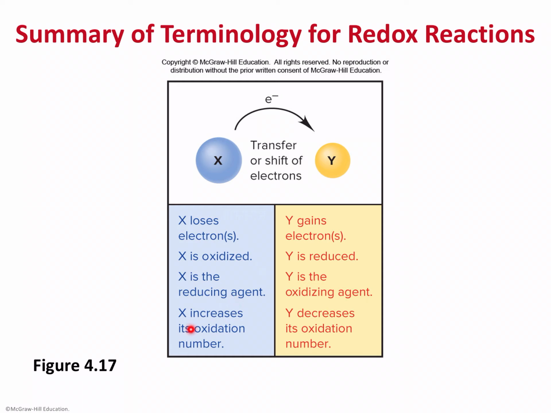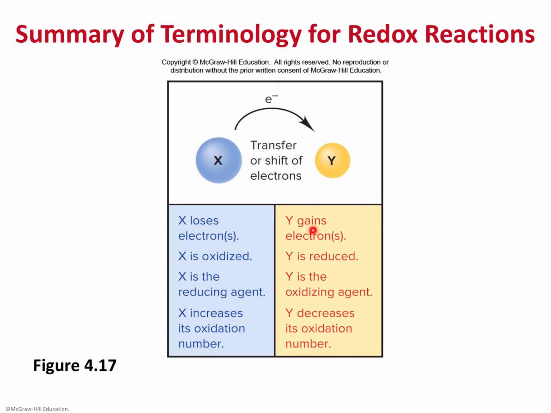And then X increases its oxidation number. If X was 0, by losing an electron, it would become +1. If it was +1, losing another electron, it will become +2. So X increases its oxidation number.